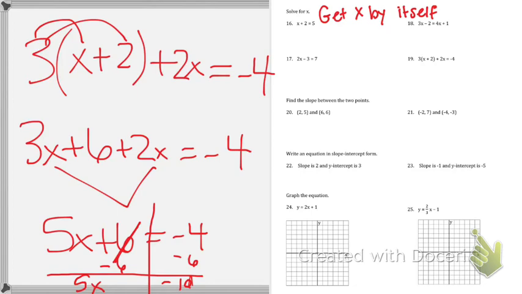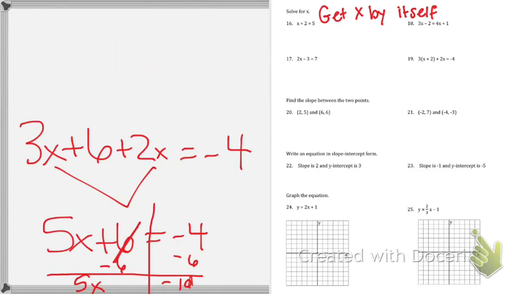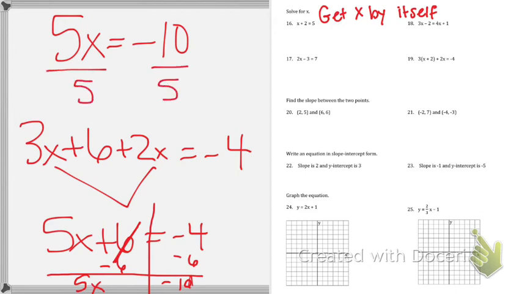Alright, now I'm going to have to erase this so we can move to the top. We've got 5x equals -10. Well, notice that 5 and x are right together, so they're multiplying. The opposite of multiplying is dividing. So x equals -2.